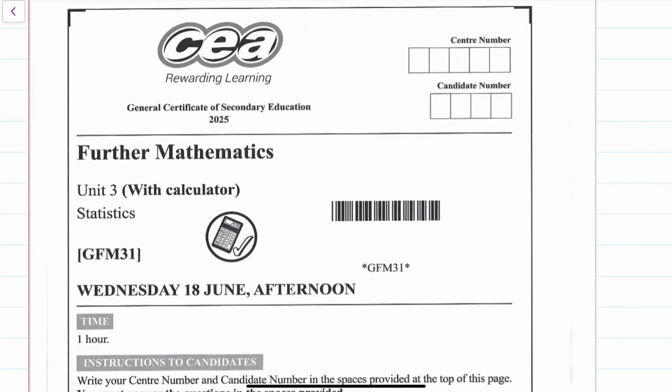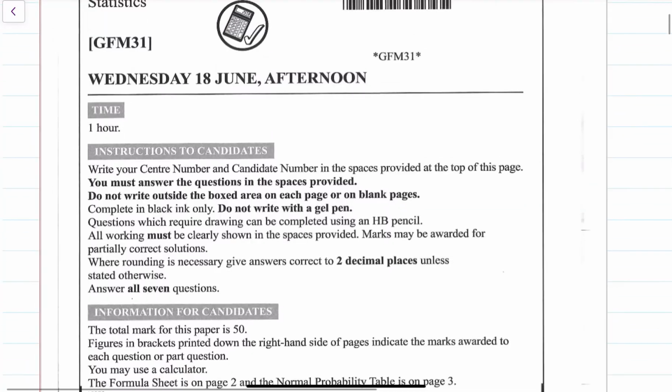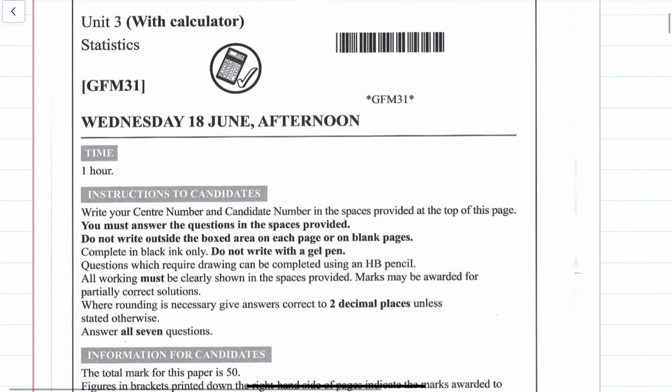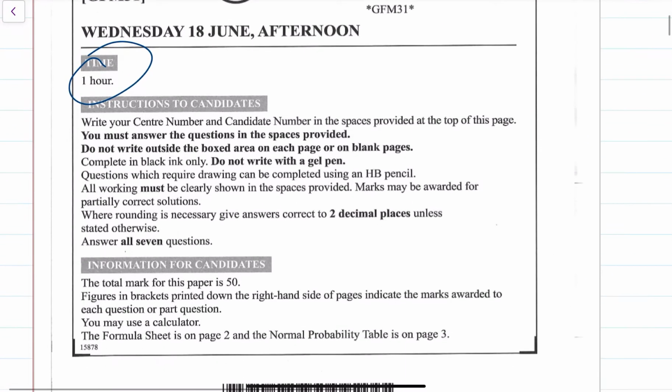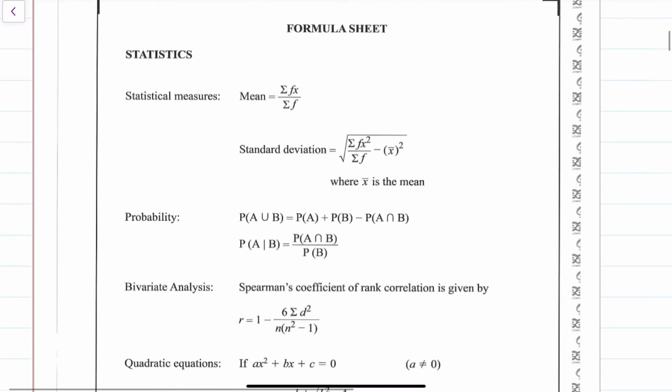First thing you do when you get a paper is you read the front of your paper and see what the instructions are. So the time, first of all, is 1 hour. And it says, very importantly, give your answers correct to 2 decimal places unless stated otherwise. Answer all 7 questions and the total mark for the paper is 50. There's also a formula sheet.